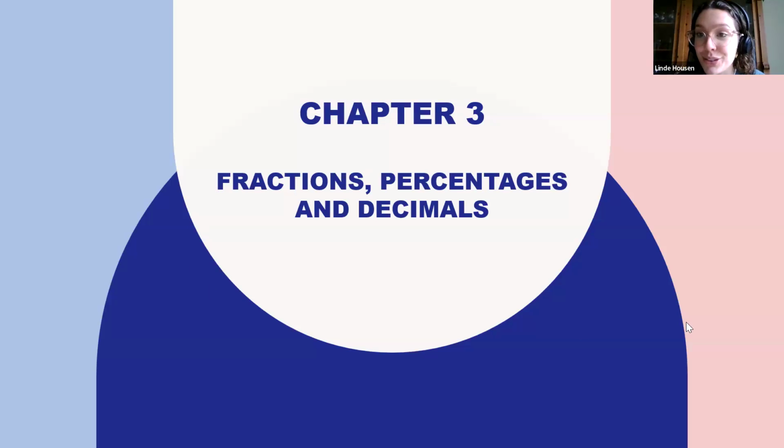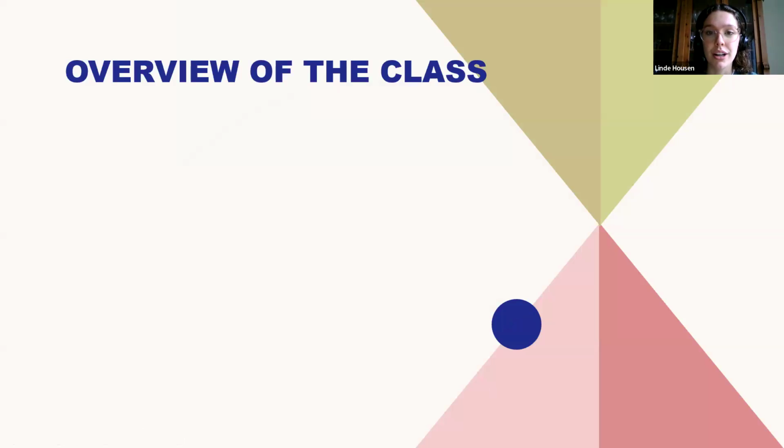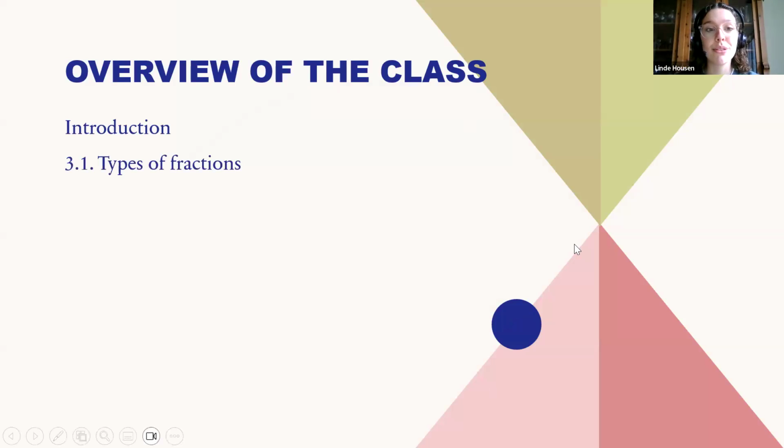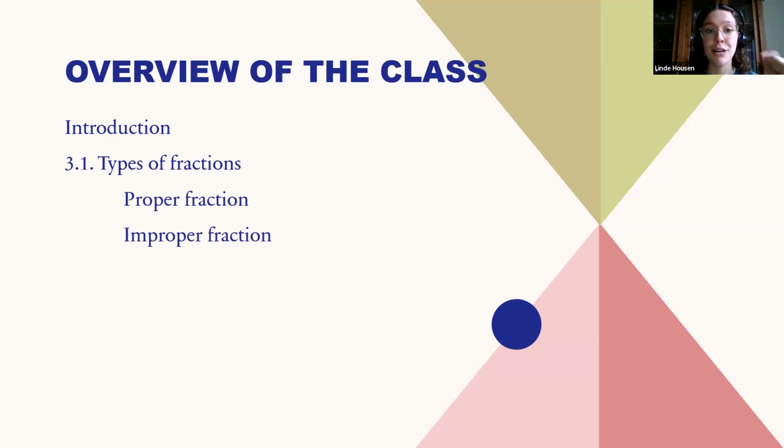So as I already told you guys, we're going to start on a new chapter, specifically chapter 3 on fractions, percentages, and decimals. So let's dive into it. I will go over a brief introduction of what we will see today. So we will start on an introduction of, first of all, what is a fraction? I think that's quite important. Then we will see the different types of fractions. We will see 3 types specifically, namely proper fractions, improper fractions, and equivalent fractions.